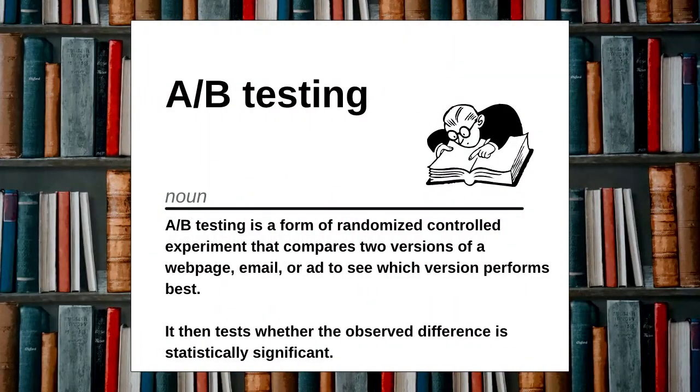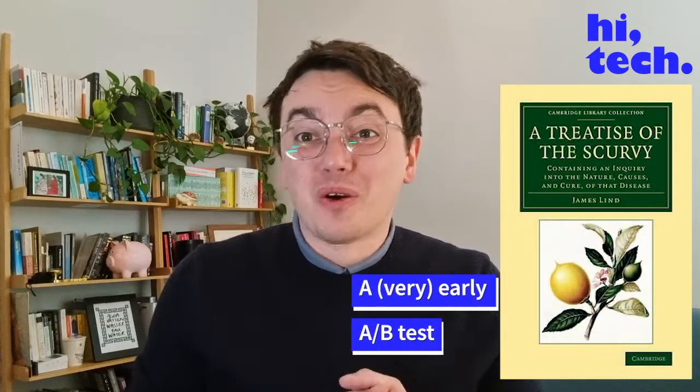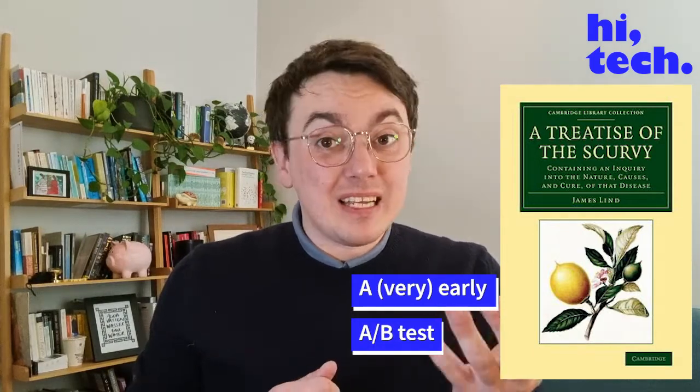Dive straight into our definition. A/B testing is a form of randomized controlled experiment that compares two versions of, say, a web page, email, or an ad to see which version performs best. It then tests whether the observed difference is statistically significant.